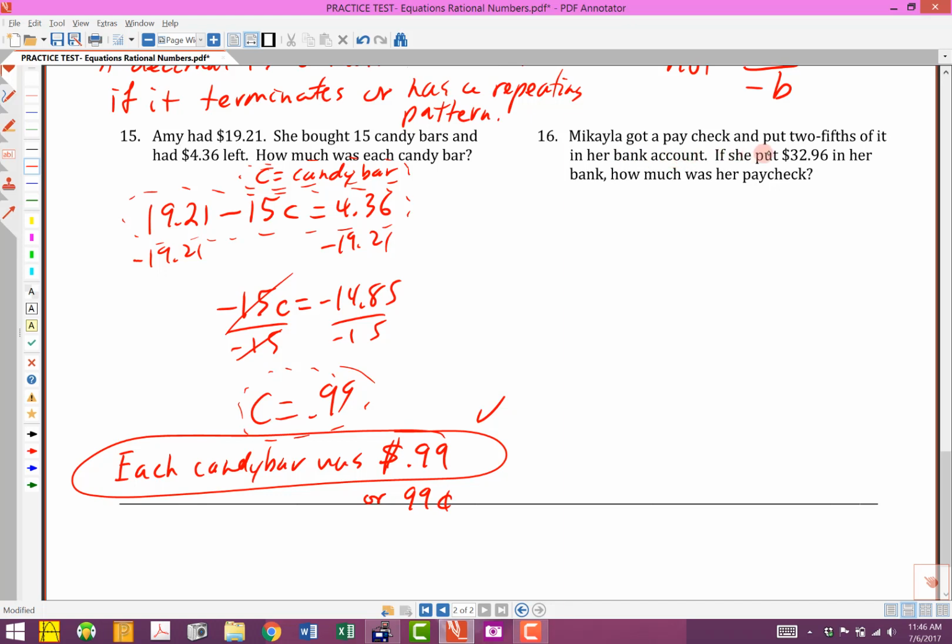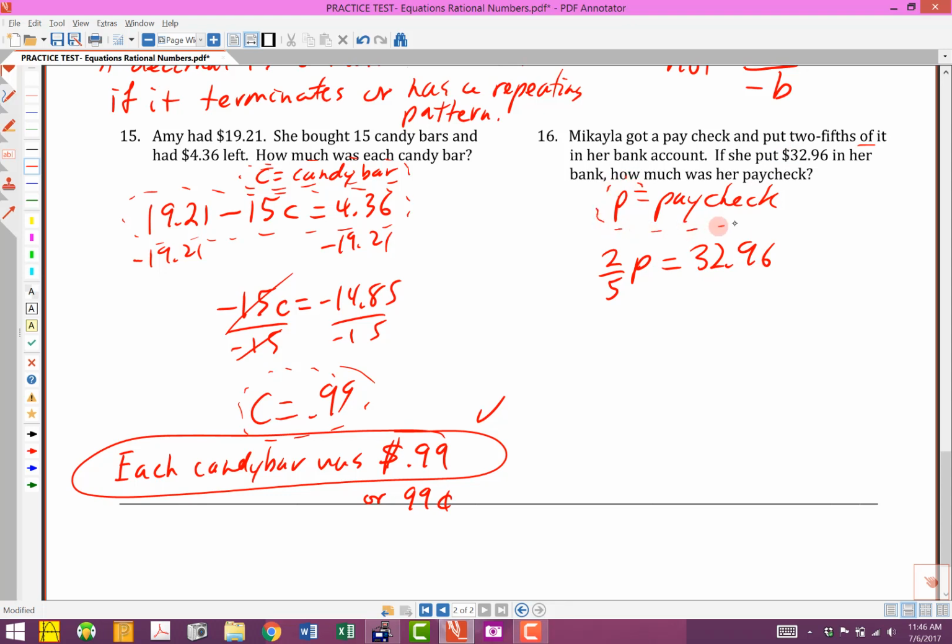Let's see. Michaela got a paycheck and put 2/5 of it in her bank account. If she put $32.96 in her bank account, how much was her paycheck? So she put 2/5 of her paycheck. We want to know what her paycheck was, so we'll use P for paycheck. And she put 2/5 of that. 2/5 of. Remember, the of usually means multiply. So 2/5 of her paycheck was, so that's how much she put in, $32.96.